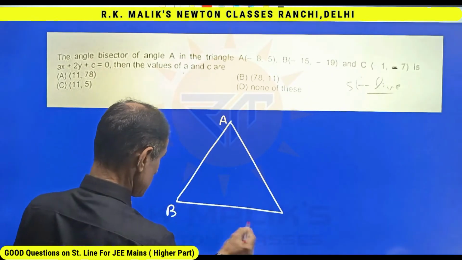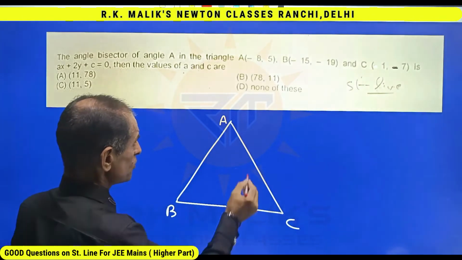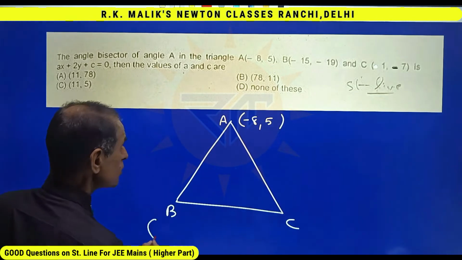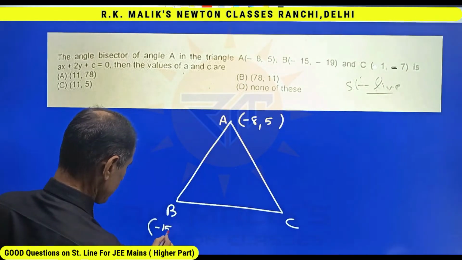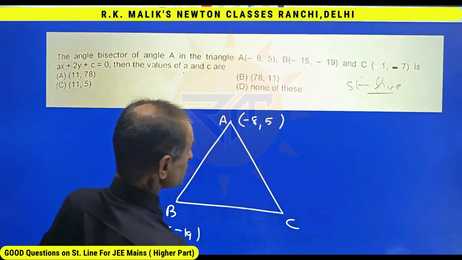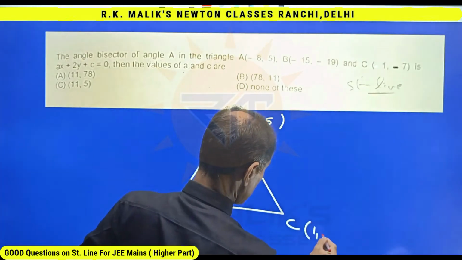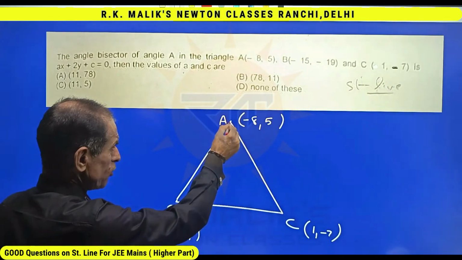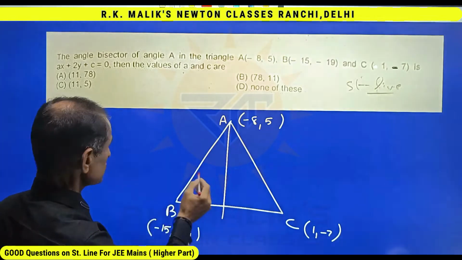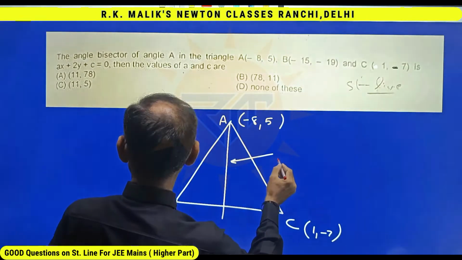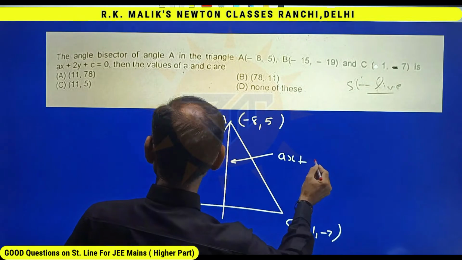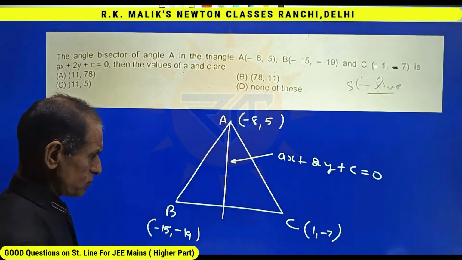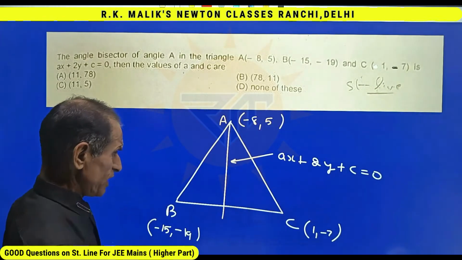a triangle ABC is given with coordinates as (minus 8, 5), (minus 15, minus 19) and (1, minus 7). And the angular bisector of angle A has the equation ax plus 2y plus c equal to 0, and you have to find the values of a and c.